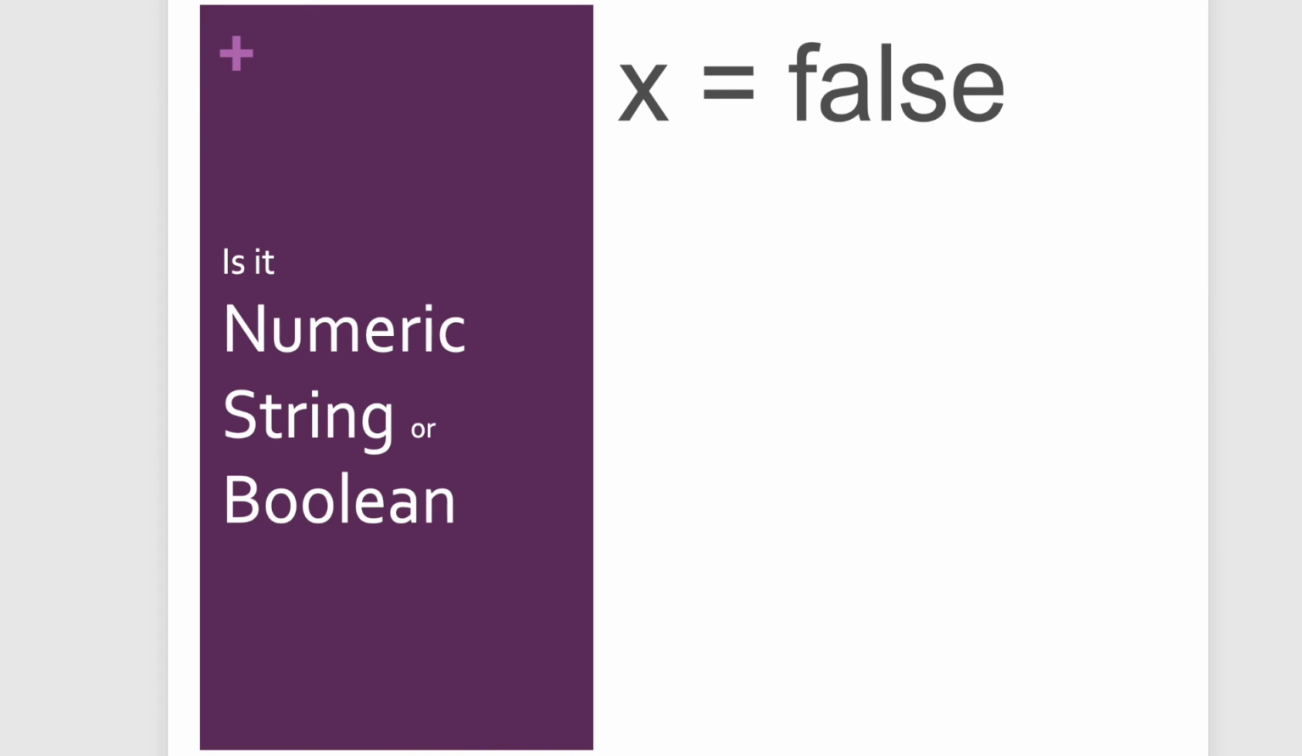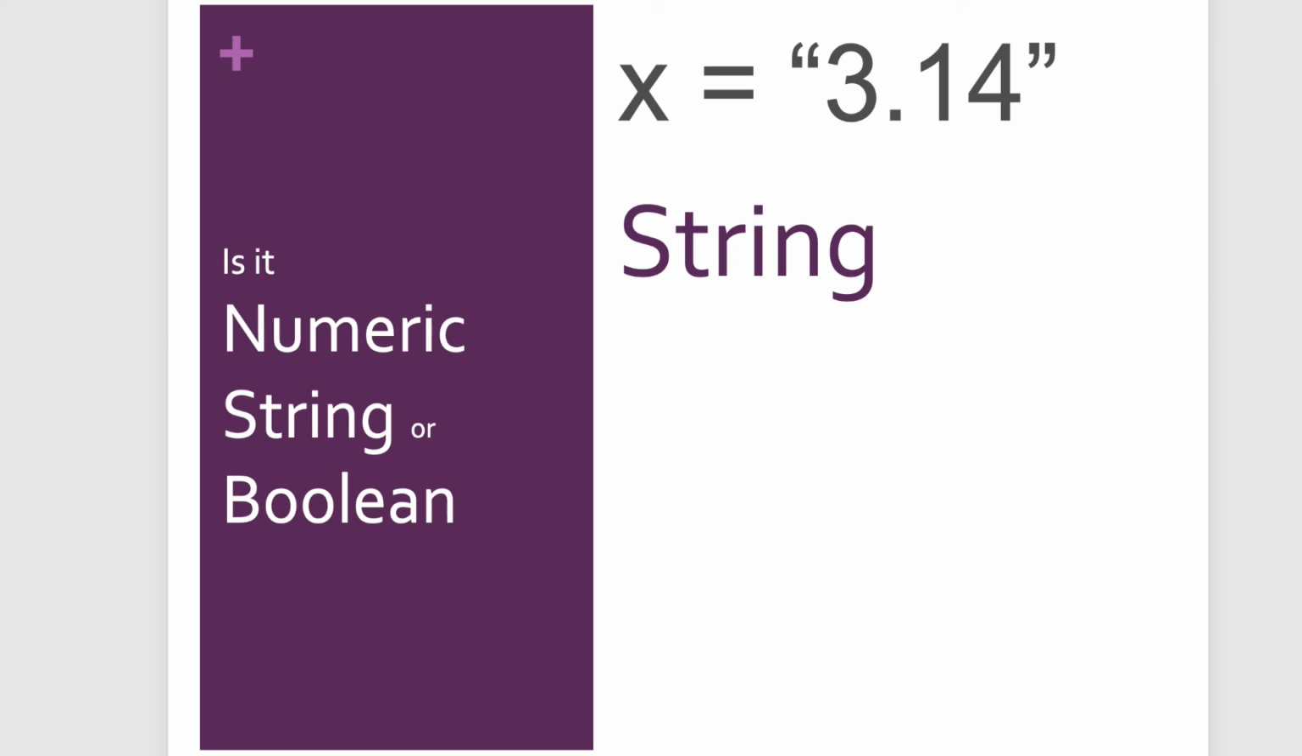What if we had x has a value of false? Would it be numeric, string, or Boolean? If you said Boolean, you are correct. What if x has a value of 3.14 in quotation marks? Trick question. It's a string. Remember, strings can be numbers. You just can't do math with them. If it has quotation marks, that is a string.